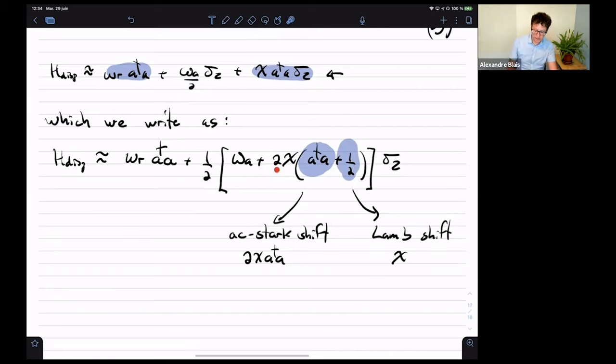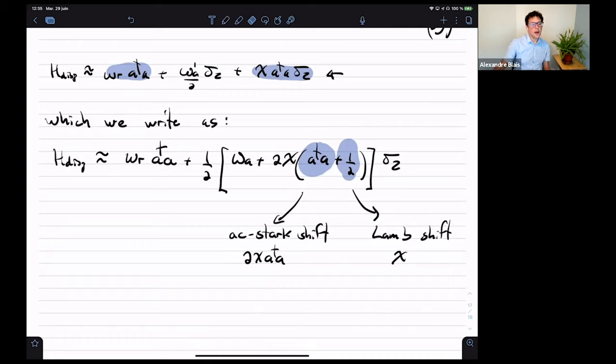We could have put the 2 inside, and it would have looked like 2 a dagger a plus 1. But pulling out this 2 really looks like what it should, at least in my mind: photon number plus half a photon, if you want, plus vacuum. That really is a signature that this is coming from interaction with vacuum fluctuations. Typically what we do is simply add a prime here, or redefine this Hamiltonian to include the Lamb shift, over which we have little control. So we just include this in our definition of the frequency of the qubit.